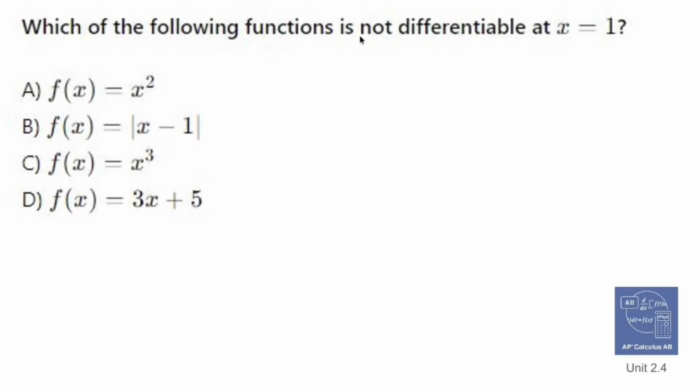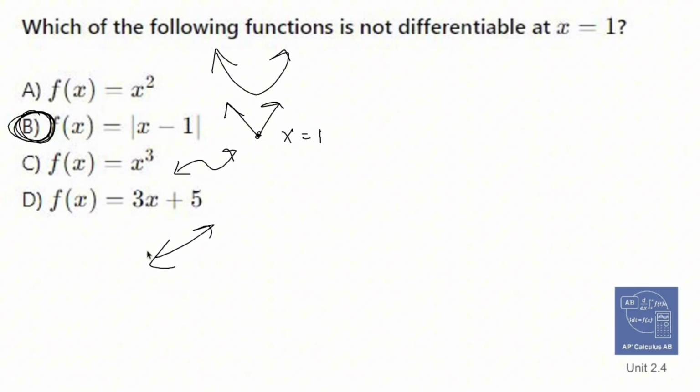Which of the following functions is not differentiable at x equals 1? All right, well, things that are not differentiable are when you have a cusp or a sharp corner at that point. If I were to graph A, there are no sharp corners anywhere. If I were to graph B, it looks like this, but more importantly, at x equals 1, I get a sharp corner, which means B is my guy that's not differentiable at x equals 1. C is a cubic, D is a line. All three of these are differentiable everywhere, but B isn't because of that sharp corner at x equals 1.